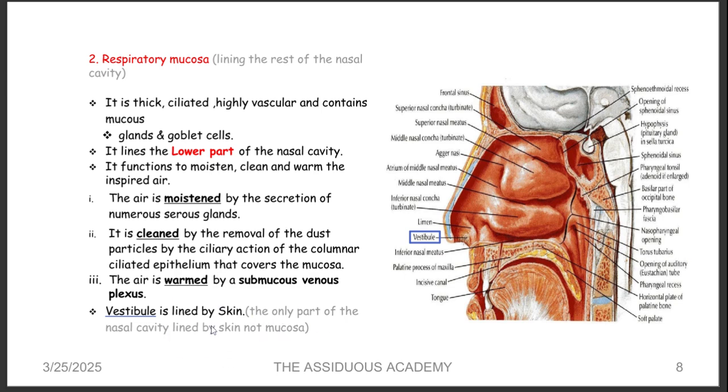It's the only part of the nasal cavity that is lined by skin and not by mucosa. The vestibule is this part that is outside. Okay, the vestibule is this part that's outside. The rest of the nasal cavity is lined by mucosa, but this one is lined by skin. What's the epithelium then? It's going to be stratified squamous keratinized.